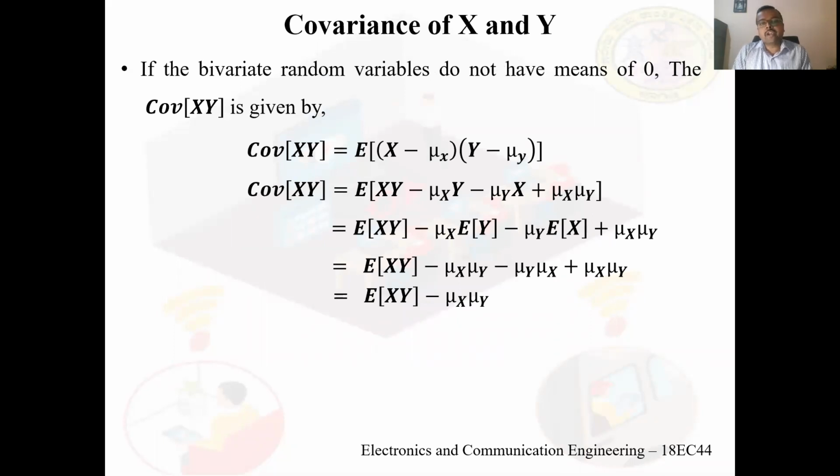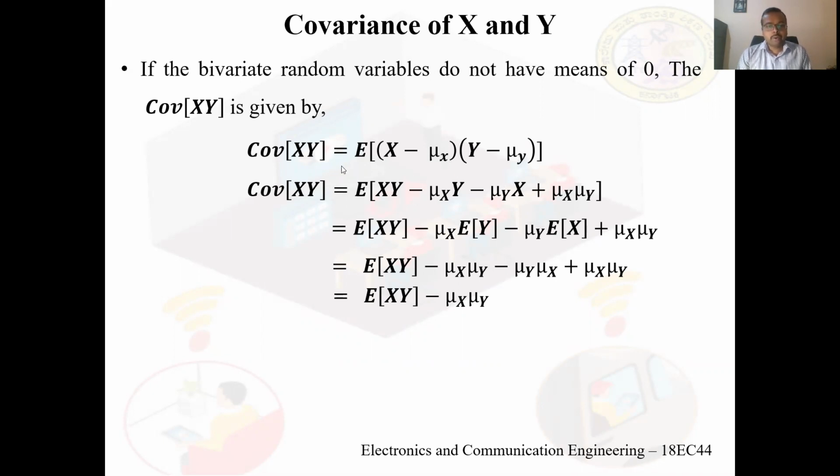Now we'll see covariance of random variables x and y. If the random variables do not have means of 0, if the means of x and y are not 0, then the covariance is defined as covariance of xy is equal to expectation x minus mu x, y minus mu y. What is mu x? Mu x is expectation of x, mu y, the mean of x and mean of y. Now evaluate this one. This will be x y, minus mu x y, minus x mu y, plus mu x mu y. Okay, minus minus will be plus, and this will be minus and minus.